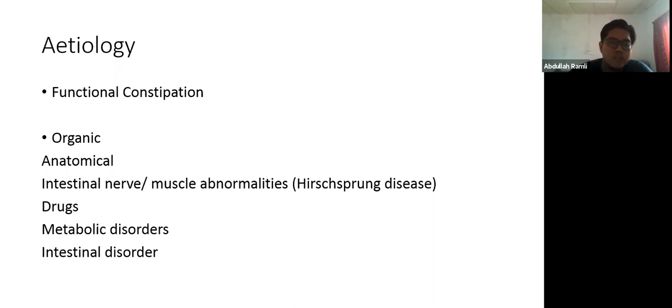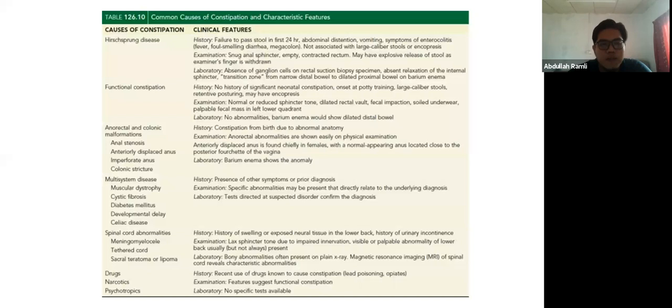So these are the etiologies that I've been talking about. It can be due to functional constipation, or it can be due to organic causes, including anatomical causes, intestinal nerve or muscle abnormalities such as Hirschsprung disease. It can be due to drugs, metabolic disorder, and intestinal disorder. Okay, I include all the possible diagnoses in the next slide. Proceed to the next slide.